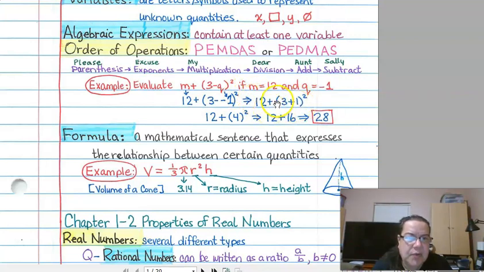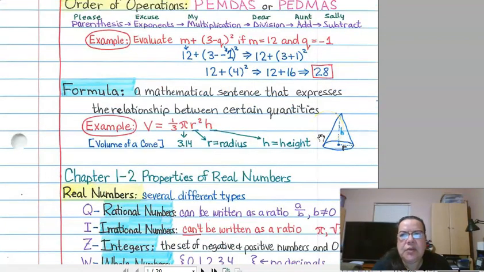Now, after the parentheses, it looks like I need to take care of the exponent. So 4 squared becomes 16. Now, just be very careful here. 4 squared means 4 times 4, which is 16, not 4 times 2. So just be very careful with squaring. Squaring just means multiplying the number by itself. So 4 times 4 is 16, plus 12. That gives you a grand total of 12 plus 16 is 28.